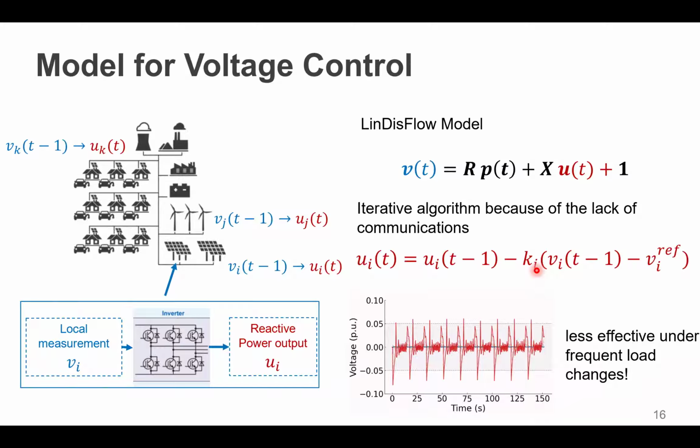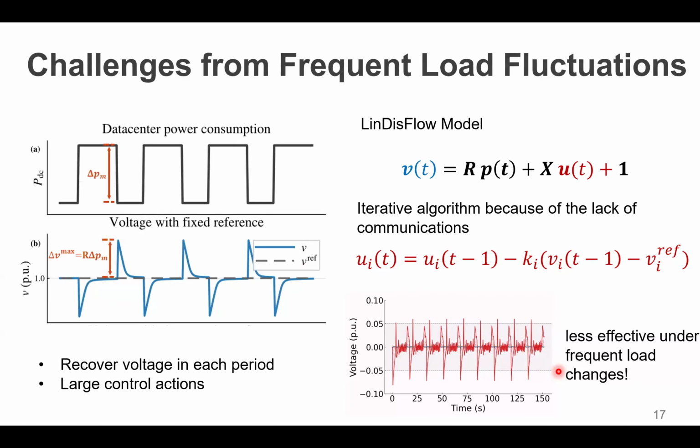But if we just apply this controller to a system with an AI training workload, this will be the performance of the voltage, which has very frequent oscillations and fluctuations. To understand why this is happening, let's look at the abstraction of the data center load as a square waveform. In this square waveform, the power has a high load in the training phase, and jumps to a low load when it switches into the communication phase. And what the controller is doing is that in each phase, it tries very hard to recover the voltage to its reference value, which is 1 per unit.